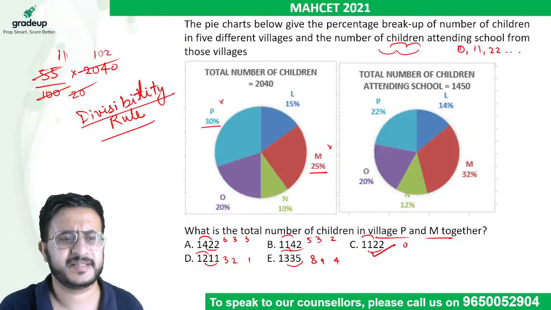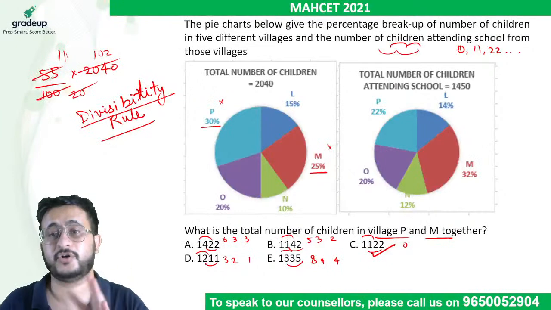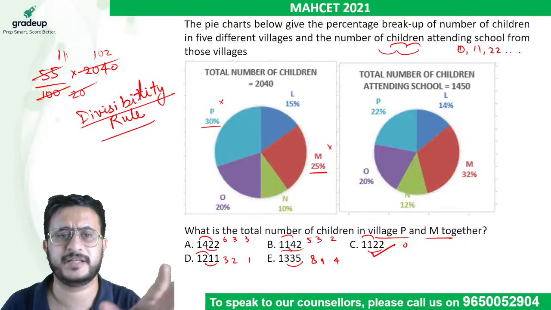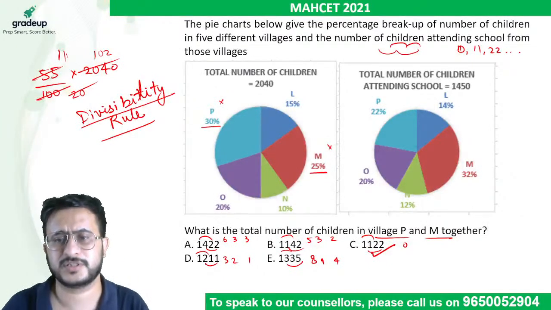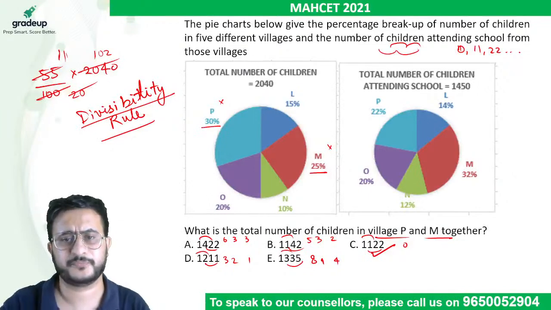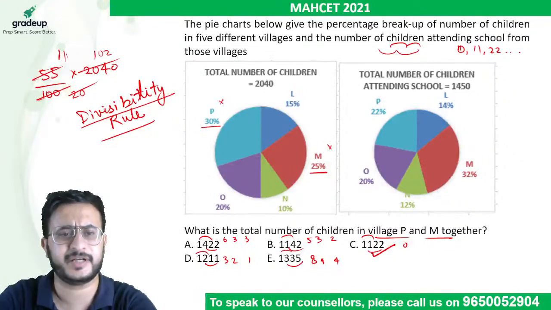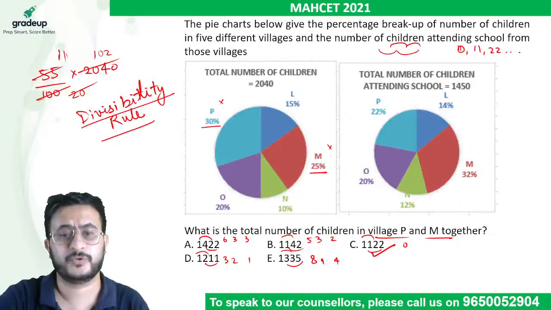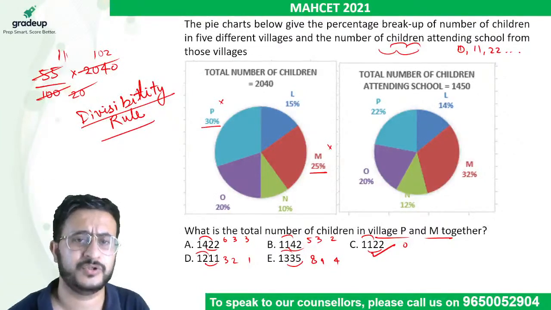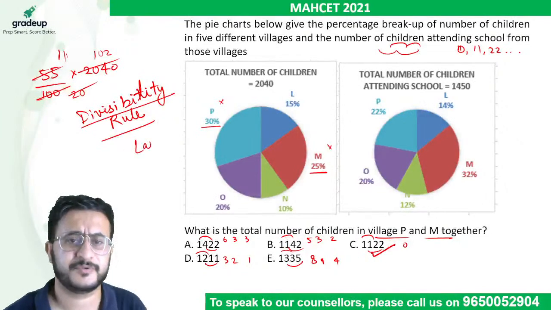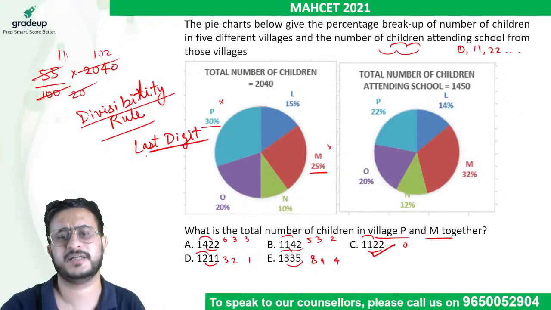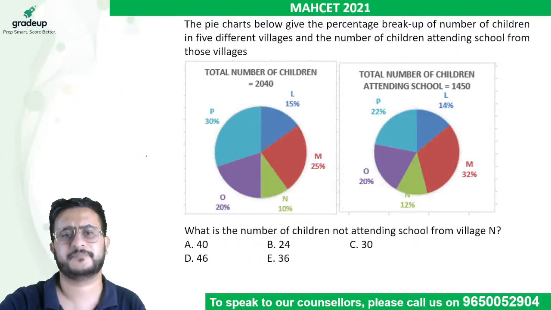So sometimes these things help. If the calculations are complicated, try these divisibility rules. That will definitely help you. In many cases you will realize that the options are not created in a very smart manner. So divisibility rules, last digit, these are some of the things that you should know. They could help you eliminate answers and solve them fast.